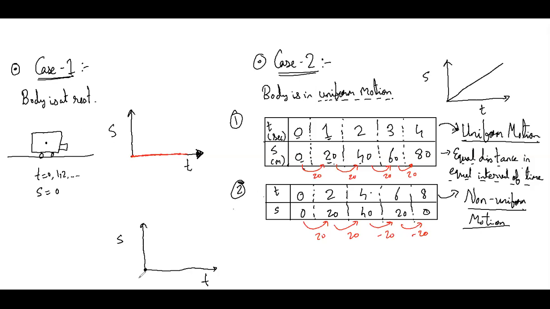At t equals 0, displacement is 0. At t equals 4 seconds, the displacement is 40 meters. This given is 40 meters. And at t equals 8, again the displacement is 0. So that means we will get a curve like this.